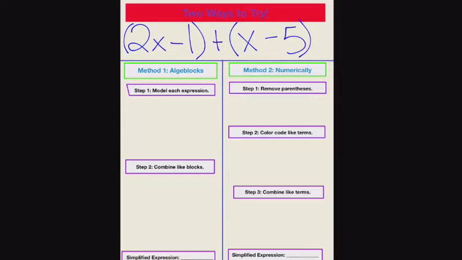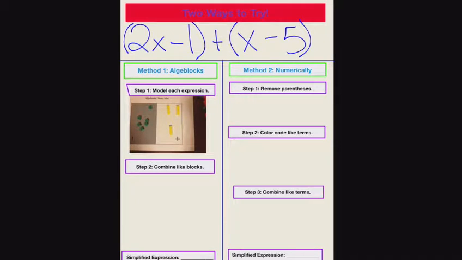And let's drop that into GoodNotes. Okay, remember step 2 is to combine our like blocks, so let's go back to our algeblocks. Okay, all our x's are on the positive side, so we're just going to combine our x's together. Same thing with our green cubes, they're all on the negative side, so we're just going to combine those together and go ahead and take a picture. And drop that into GoodNotes.